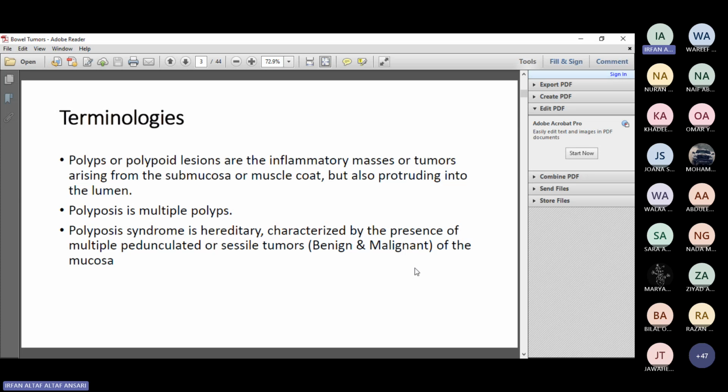Okay, so it has a stalk, and the sessile is just a flat elevation, like a stone kept in a pipe. Okay, it's just a flat elevation and it can be benign or malignant. Okay. So: polyposis syndrome, polyposis, and a polyp.